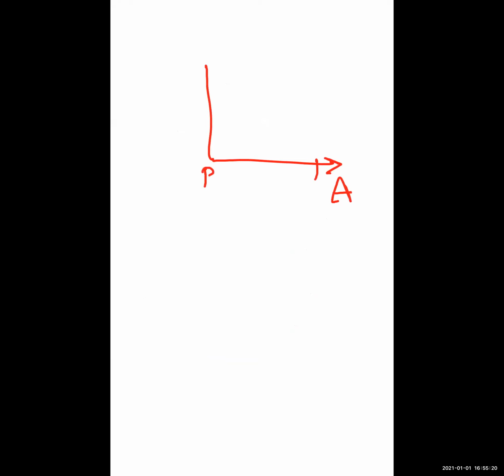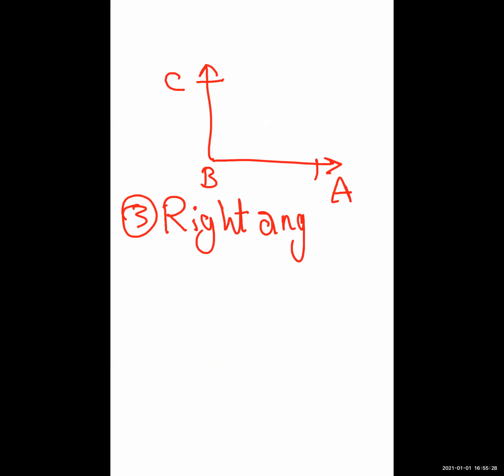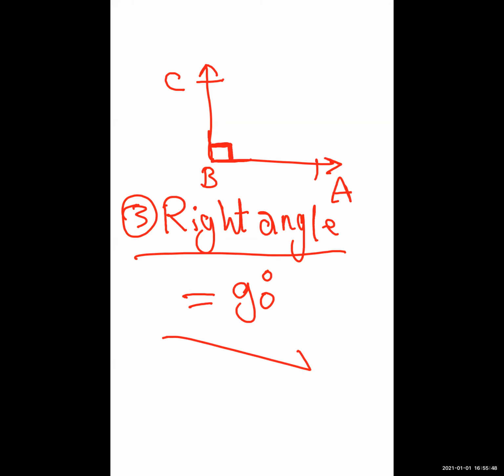A, B, C. So this is the third type, right angle. Right angle, guys, we always denote it with this symbol inside the angle, so that this means it's a right angle. And its measurement equals 90 degrees. So this is the right angle. The next type, it will be number 4 of the types of angles.